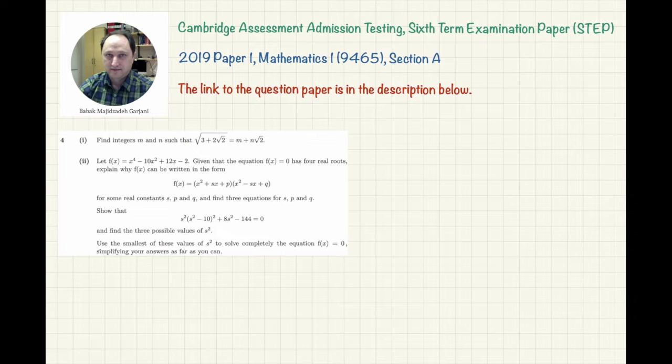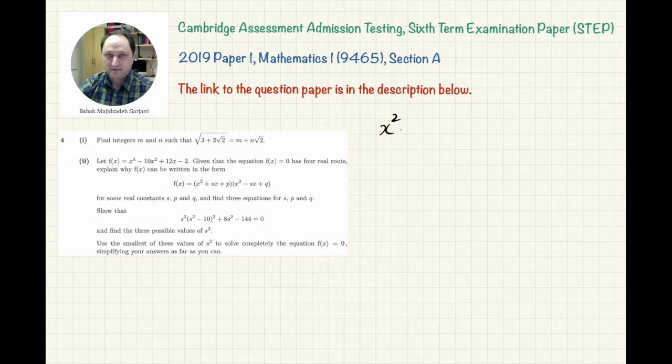And now we are supposed to find, let me read it for you, that for some real constants s, p, and q, f of x can be written in that form, and find 3 equations for s, p, and q. Of course I need to expand this and equate it with that one, make them identical. So how can I expand them?